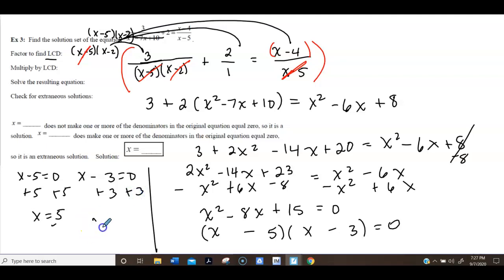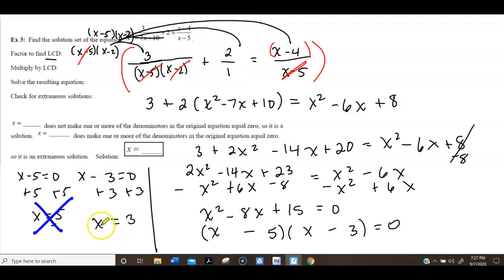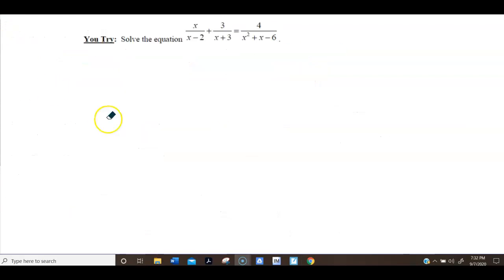The next thing you need to do is check to make sure that this doesn't make the denominator go to 0. Well, 5 minus 5 is 0. So that one is bad. It's called extraneous. The x equals 3 is going to work just fine. So my solution to this problem is x equals 3.